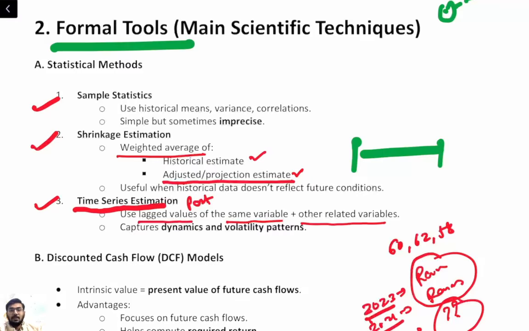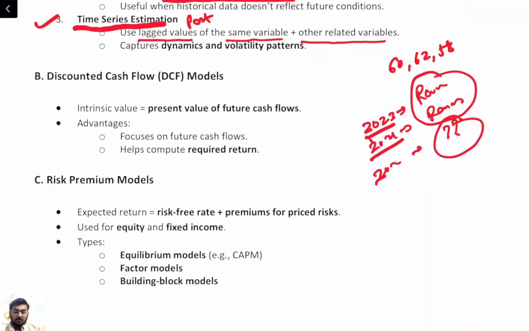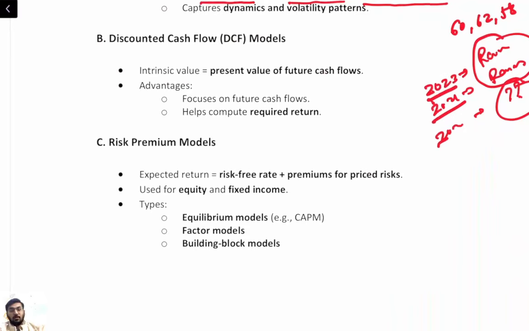Coming to the next point, the discounted cash flow model. We have studied it before in our level 2. The value of the investment is equal to the present value of the future cash flows. So this method actually focuses on the future earnings, not the past data.